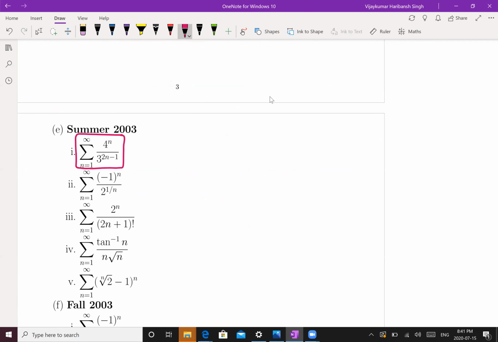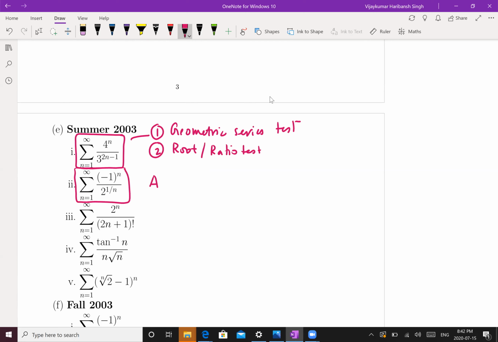So what are the techniques we can use? We can either use geometric series test. We can also use root or ratio test. In this case, we have to use alternating series test. But before that, notice the following.